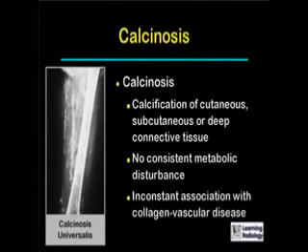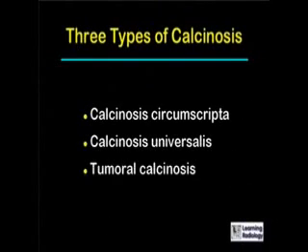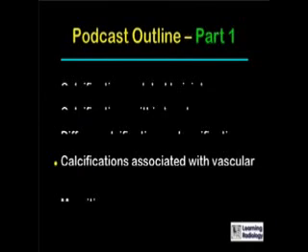Calcinosis is calcification of cutaneous, subcutaneous, or deep connective tissue. There's usually no consistent metabolic disturbance, and there is an inconstant association with collagen vascular disease. This is an example of the sheet-like calcification that's usually seen with calcinosis universalis in dermatomyositis. There are 3 types of calcinosis: calcinosis circumscripta, calcinosis universalis, and tumoral calcinosis.